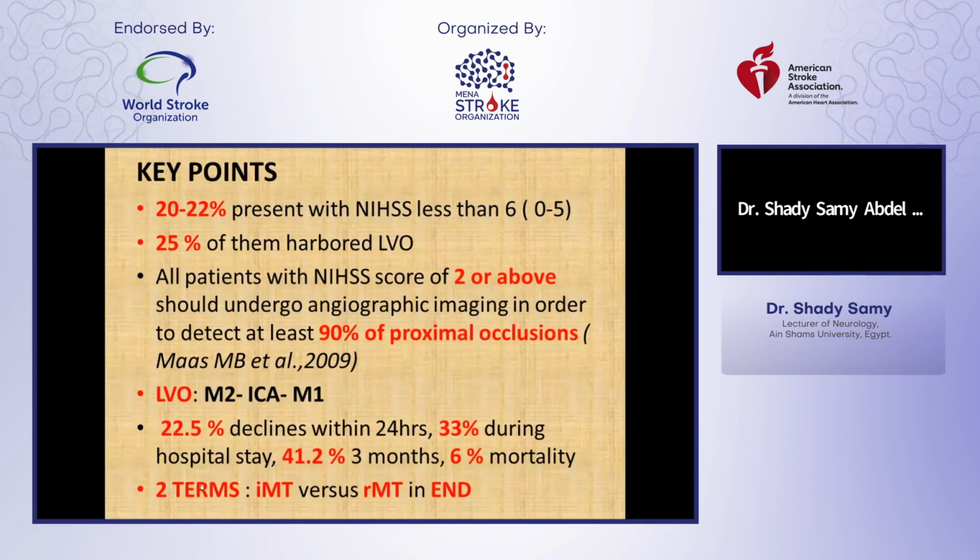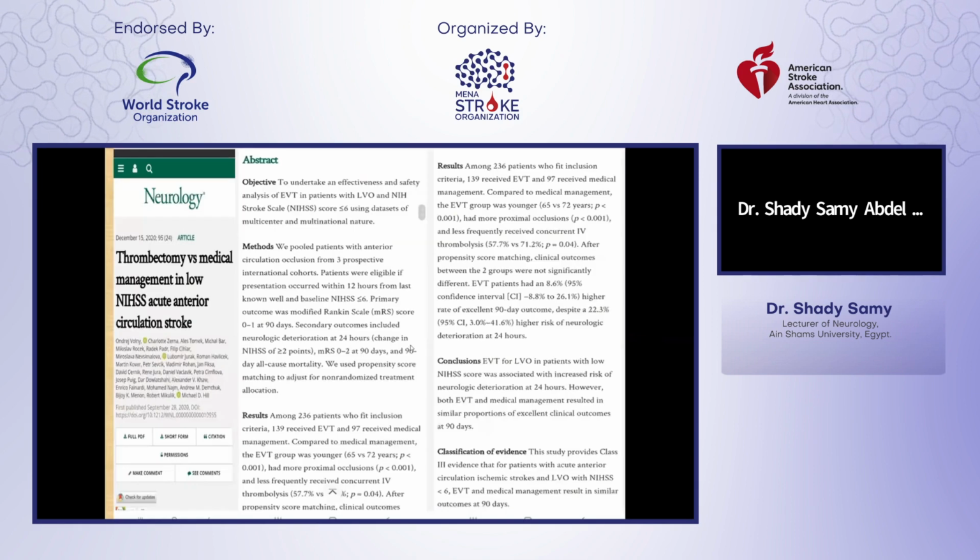So here, two terms in the literature started to appear: the IMT, or immediate mechanical thrombectomy, versus rescue mechanical thrombectomy in END. And all of you know END is early neurological deterioration, the short name for that. Thrombectomy versus medical management in a low NIH. Regarding the TPA, it has already been decided in the PRISMS trial that giving TPA to very low NIH stroke scale patients does not improve much of the outcome. But regarding thrombectomy, it's still controversial.